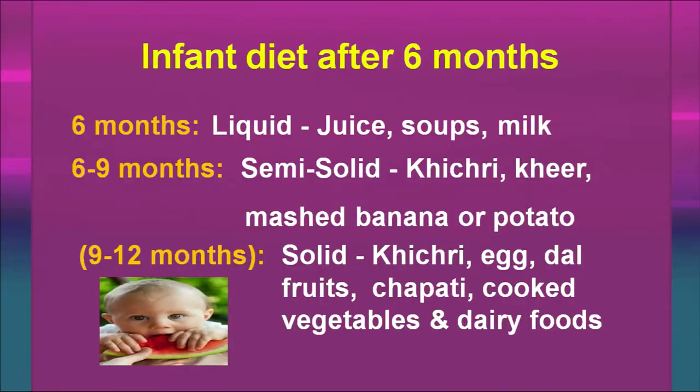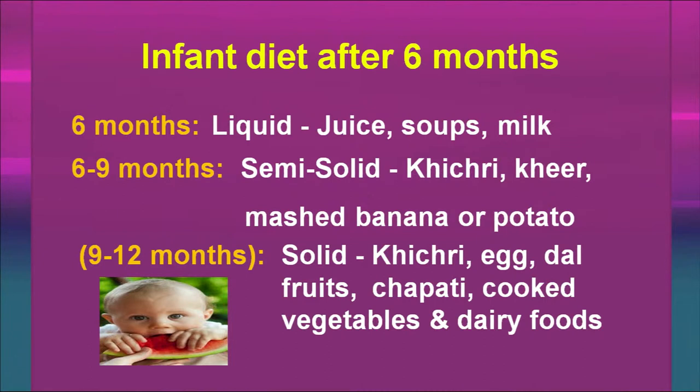After 6 months, just initially, the liquid food in the form of juice, soup, or milk can be given. Between 6 to 9 months of age, the semi-solid food like khichdi, ghee, mashed banana or mashed potato can be given. At the age of 9 to 12 months, the solid foods can also be introduced in the diet of infant like khichdi, egg, dal, fruits, chapati. In later months of the age, cooked vegetables and the dairy foods.